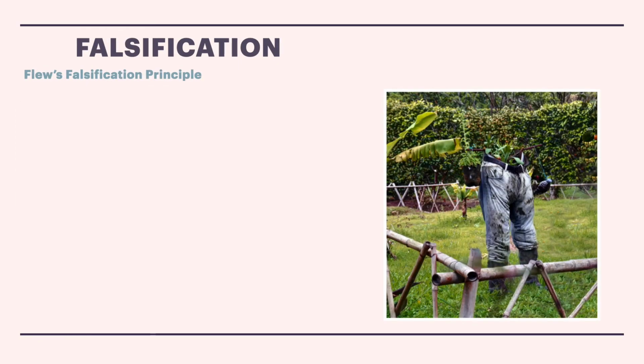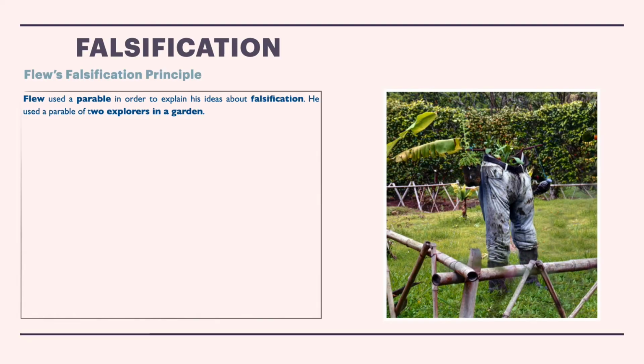Well, let's turn to the falsification principle. This is the falsification principle by Antony Flew. He was influenced by Karl Popper, who's known as the father of falsificationism. And this is very much the new scientific method. It replaces verificationism. Flew used a parable as well, and he used the parable to explain his ideas about falsification.